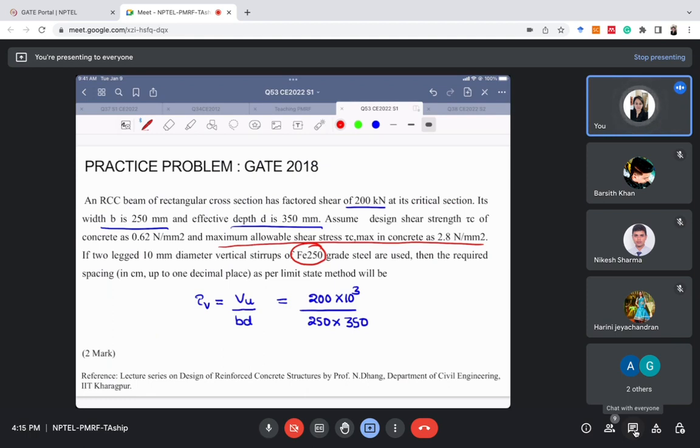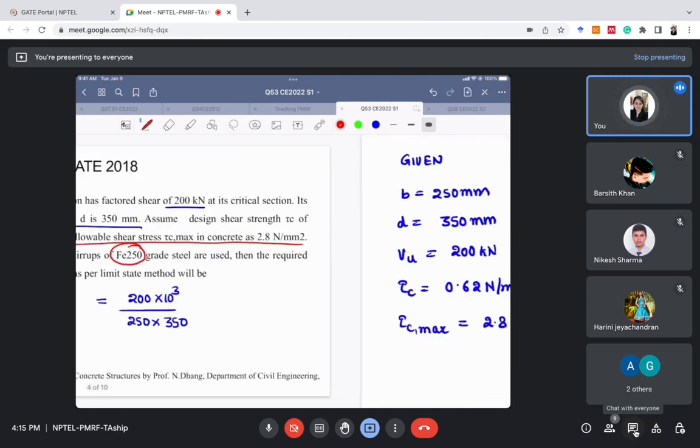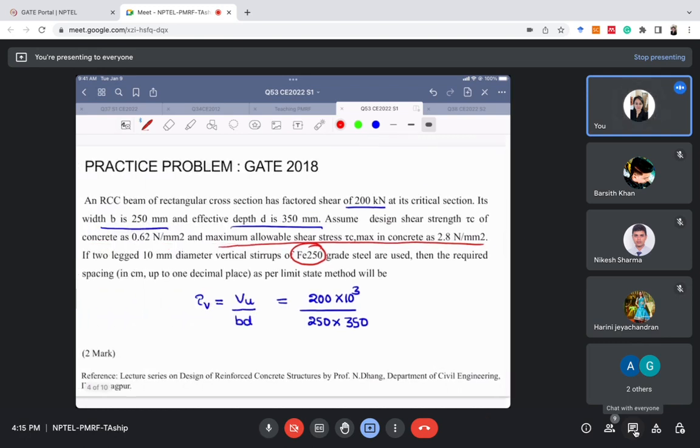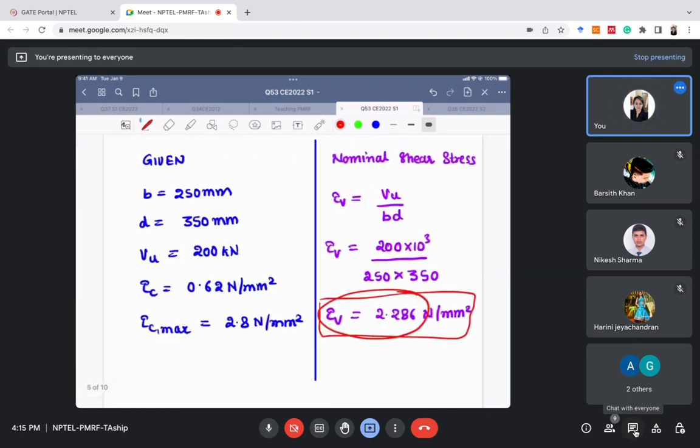Sometimes in optional questions, we might take the answer as: we have to redesign the section. In any case, tau v should not be more than tau c max, otherwise we have to redesign the section. So in this case it is okay.